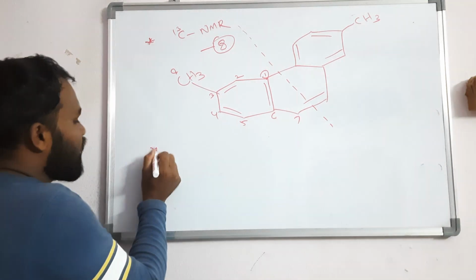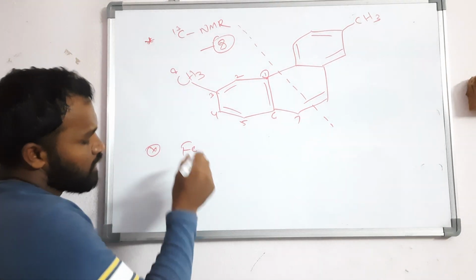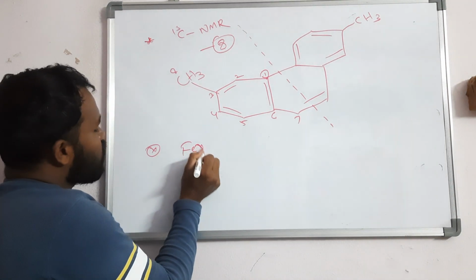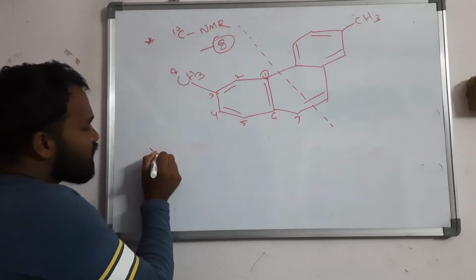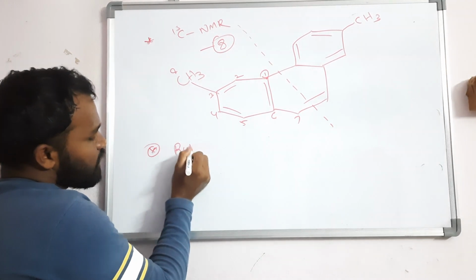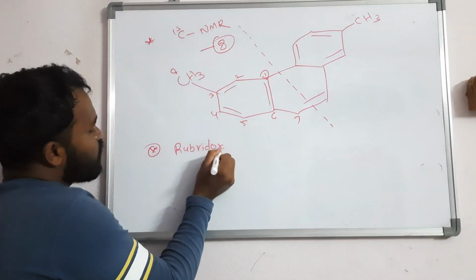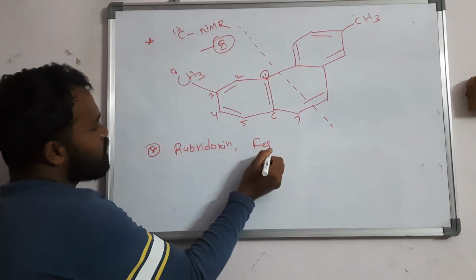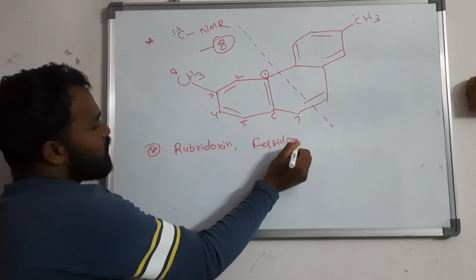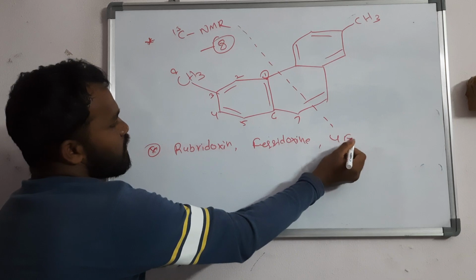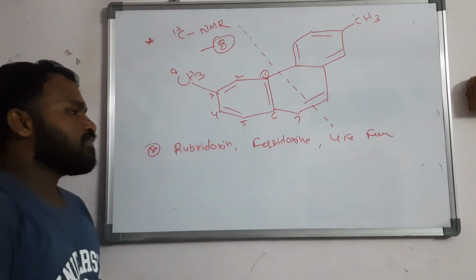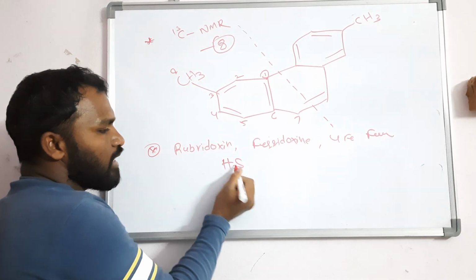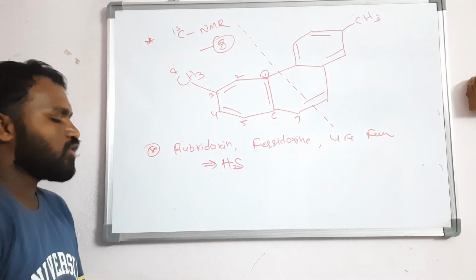And one more question they asked from the metal enzymes, that is on ferredoxins. So what is the question? Generally the question is rubredoxin, ferredoxin, 4-iron ferredoxins, which gives H2S upon treatment, the number of H2S in the ratio given.